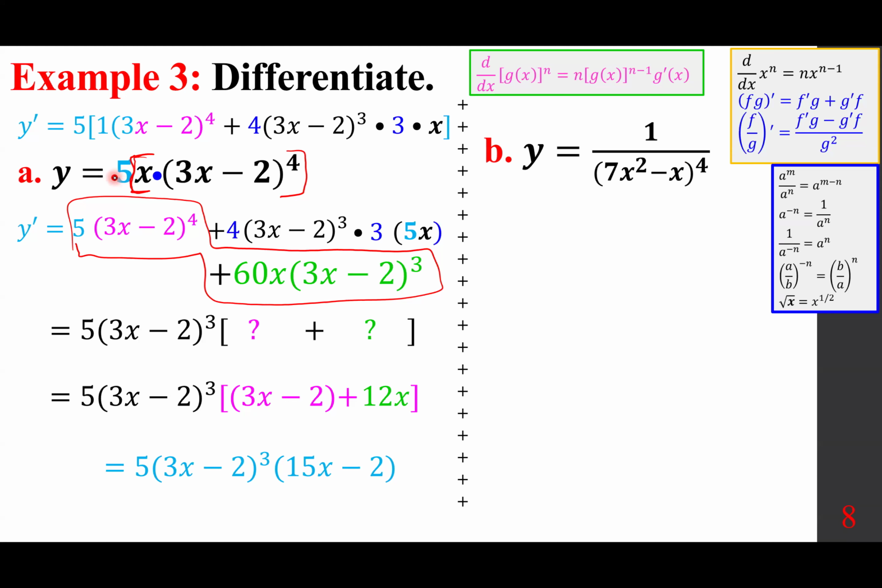Y equals 1 over 7x squared minus x to the power of 4. Now we are getting to the territory dealing with the quotient rule. The question is, should we use the quotient rule? And the answer is, if you don't have to, no. But if you have to, and you try to avoid it, you probably make a mistake. In this case, all you have to do is bring this up and make it -4, and now use the power rule on that, or better yet, the extended power rule. Therefore, you don't have to use the quotient rule.